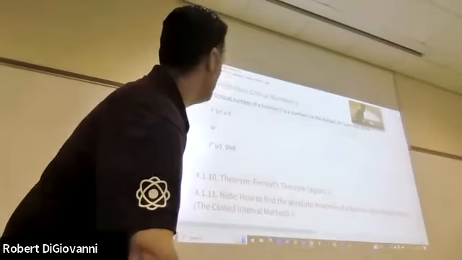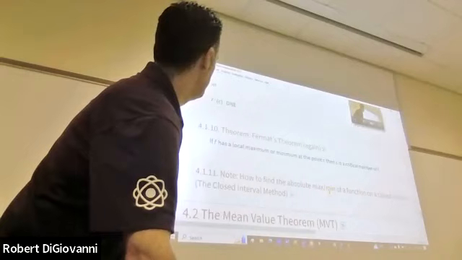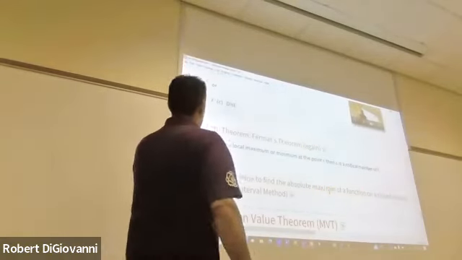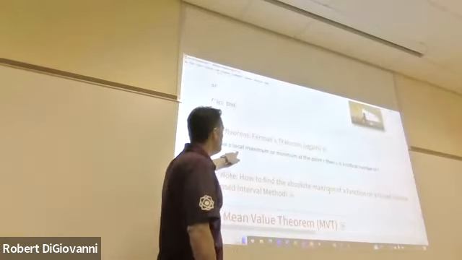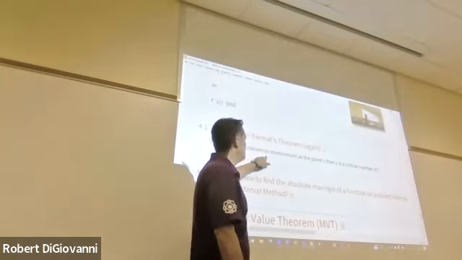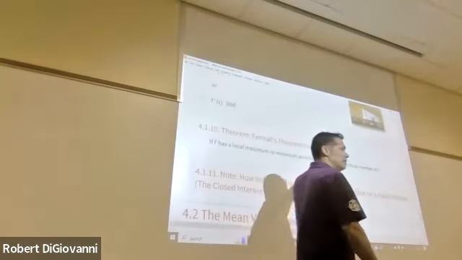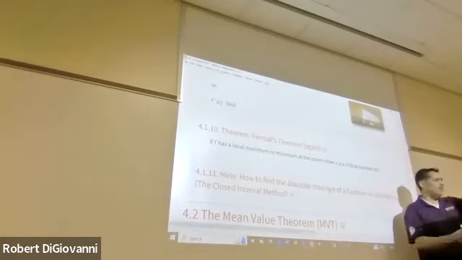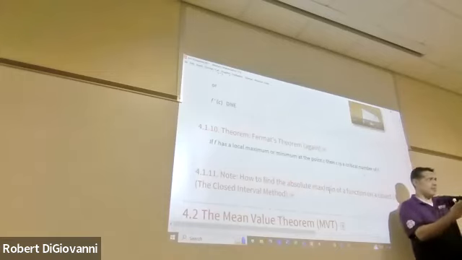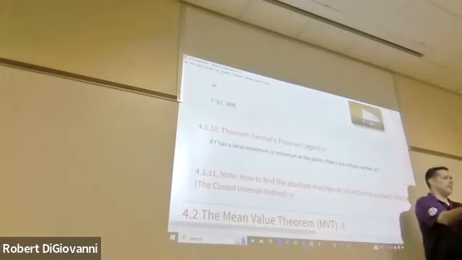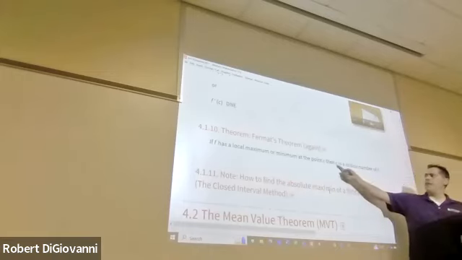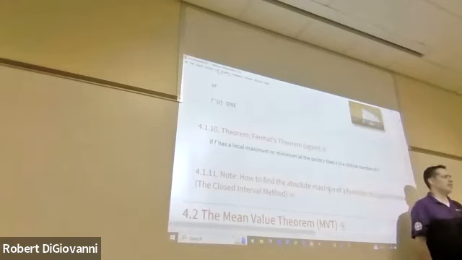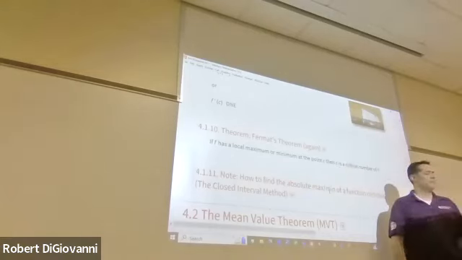All right, so here it is. If f has a local maximum or minimum value at the point c, so if your graph has a local max or a local min, it is guaranteed that number c is a critical number. Guaranteed.